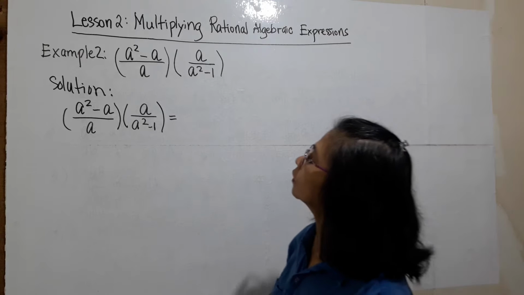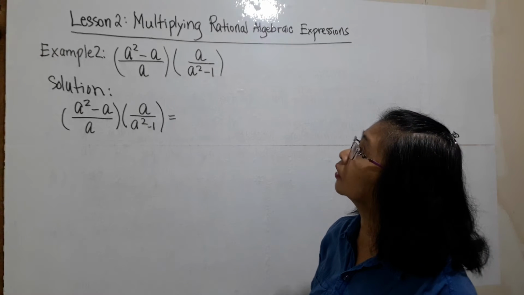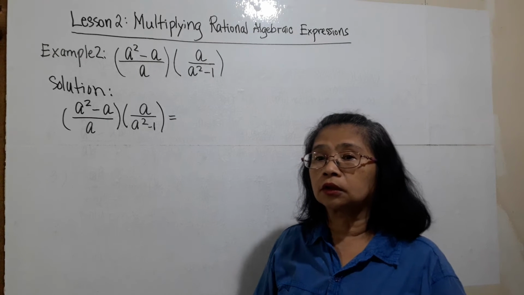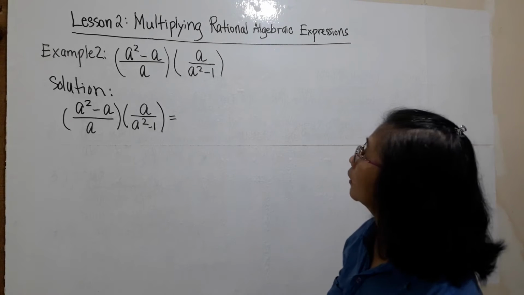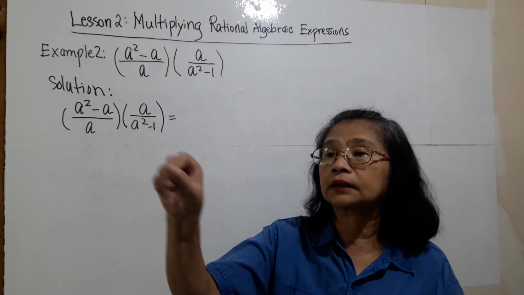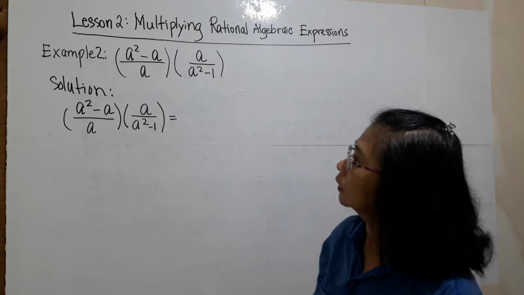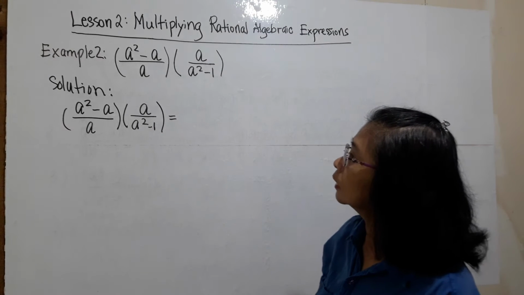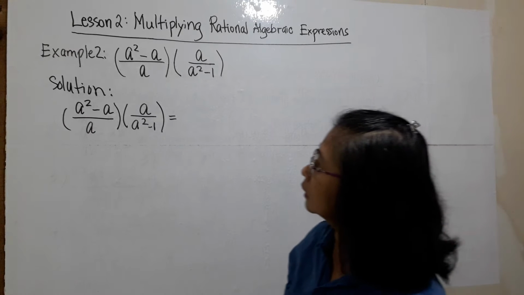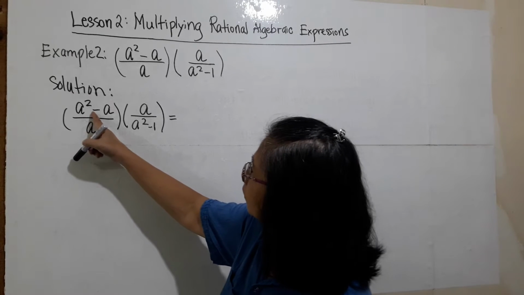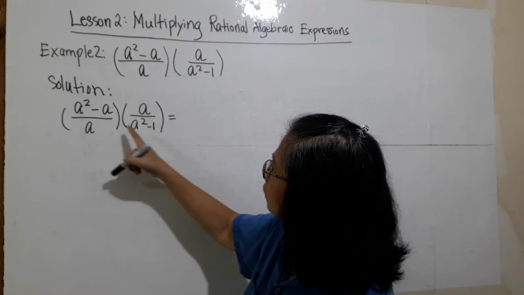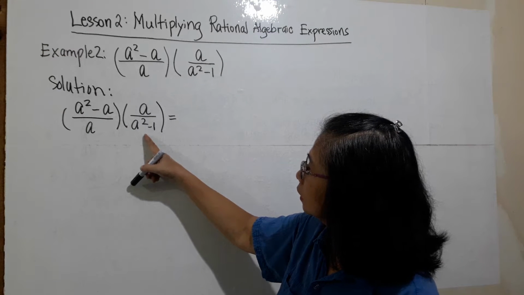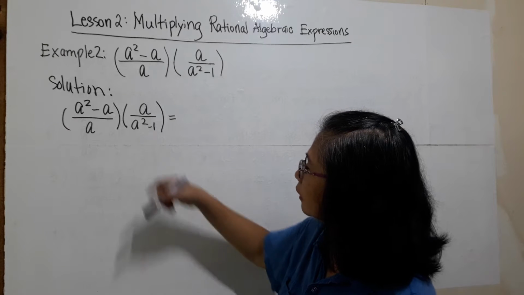Okay, let's have example 2. We can also use parentheses to indicate multiplication of rational algebraic expressions instead of putting a dot at the middle. Okay? So I already copied the given for the solution. We can do factoring for the numerator of the first factor and also the denominator of the second factor.